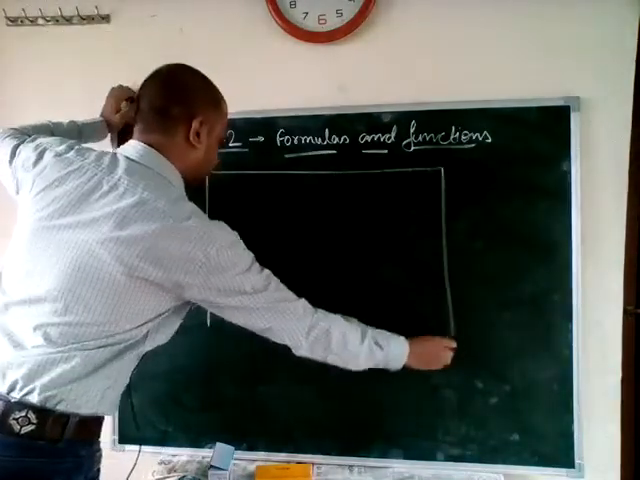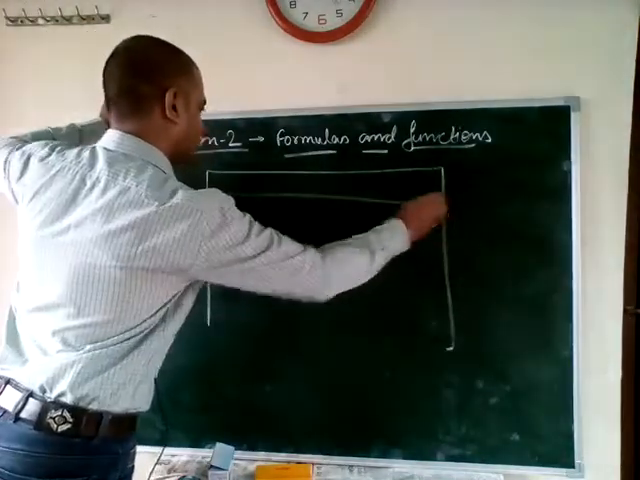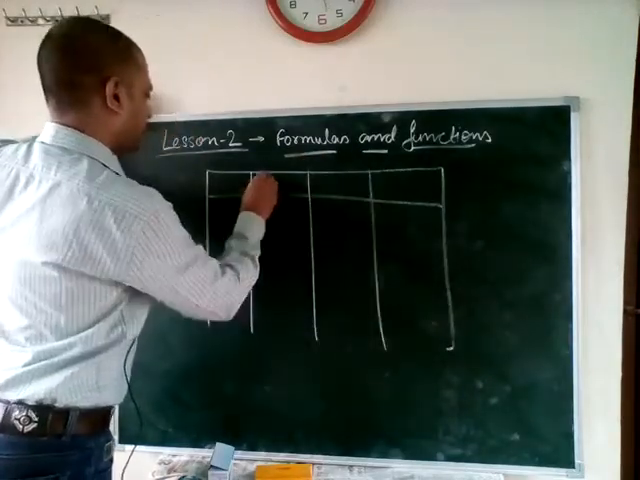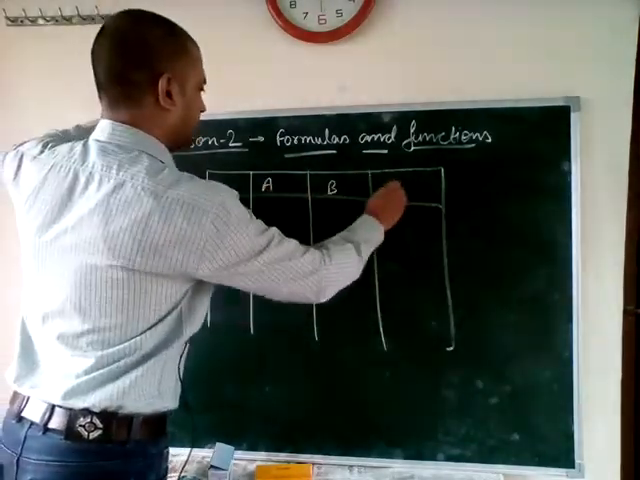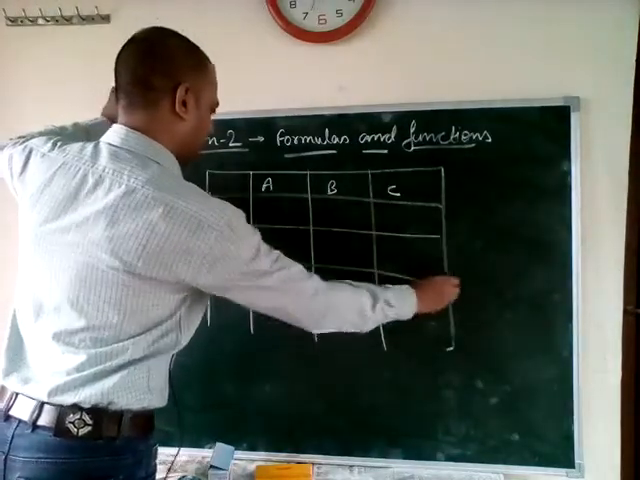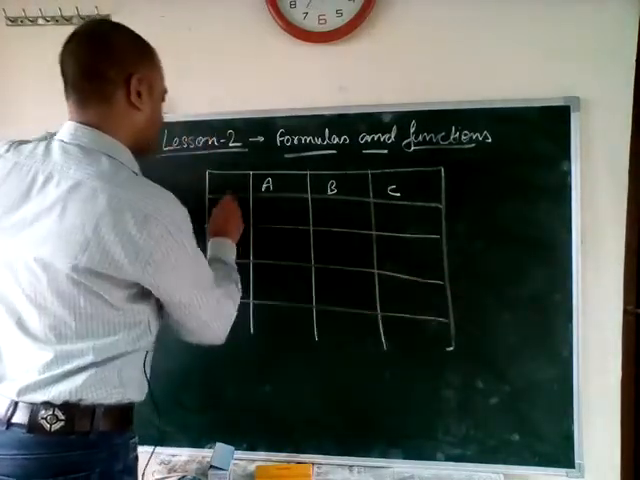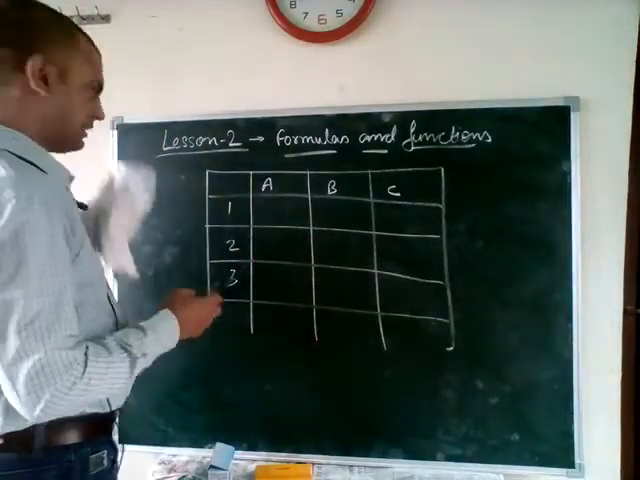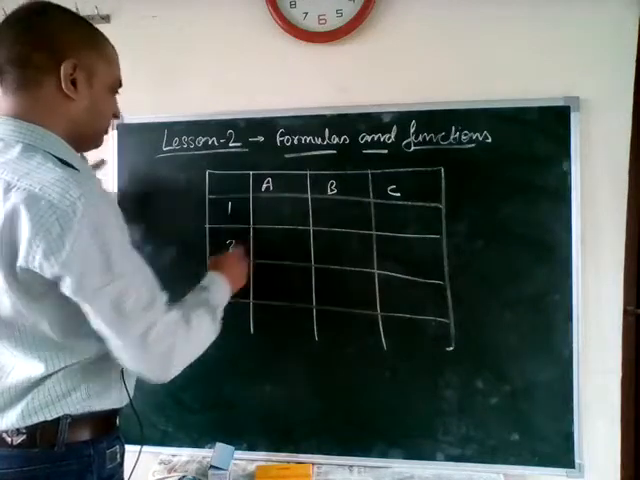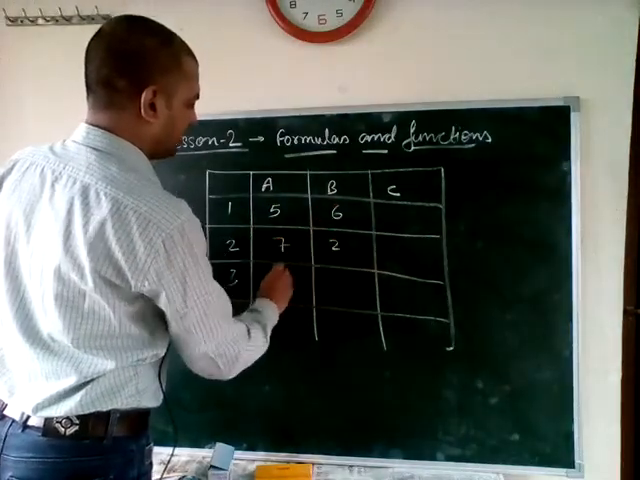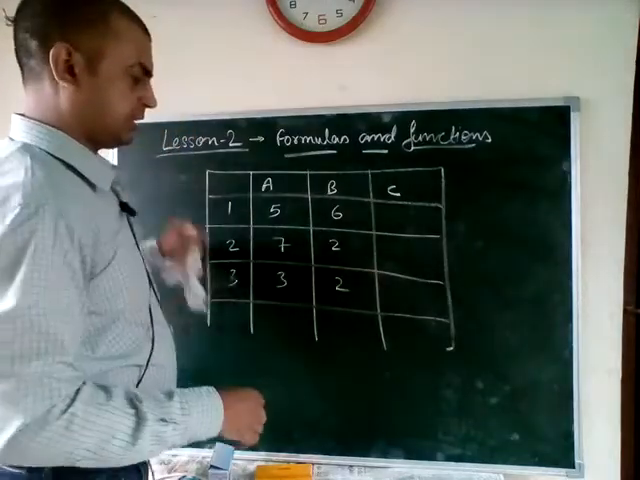As I have already discussed, the upper side represents columns A, B, C like this, and the side will represent rows 1, 2 and 3. Like this it is the MS Excel sheet. Now suppose 5 is written, 6 is written, 7 and 2, and 3 and 2 are written like this.